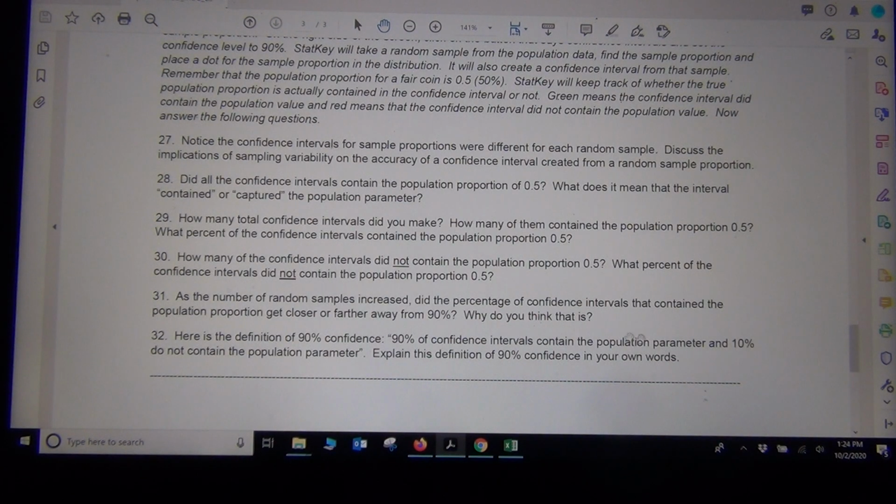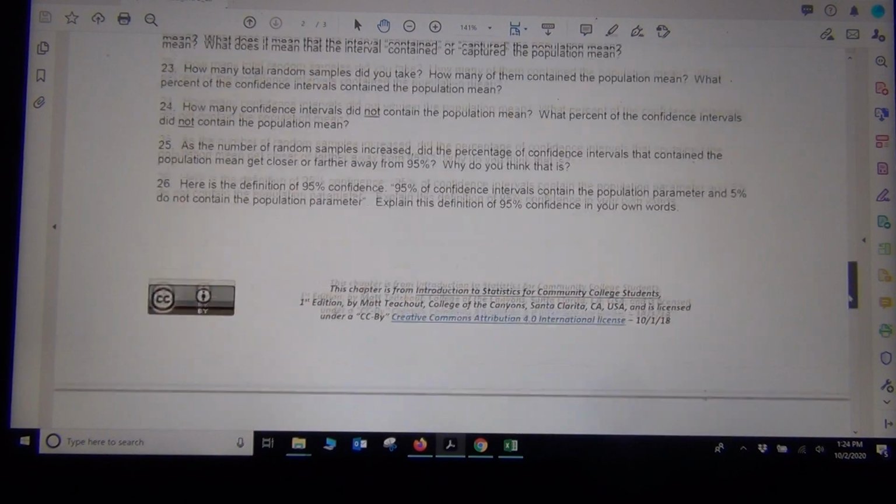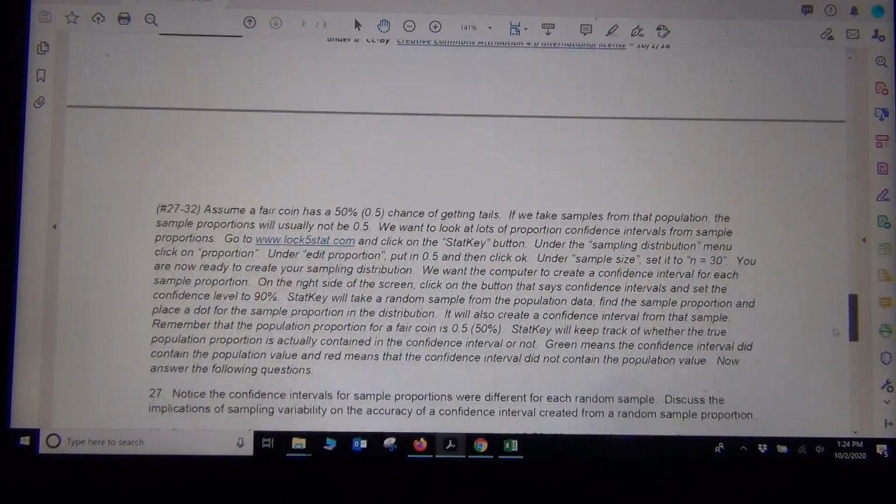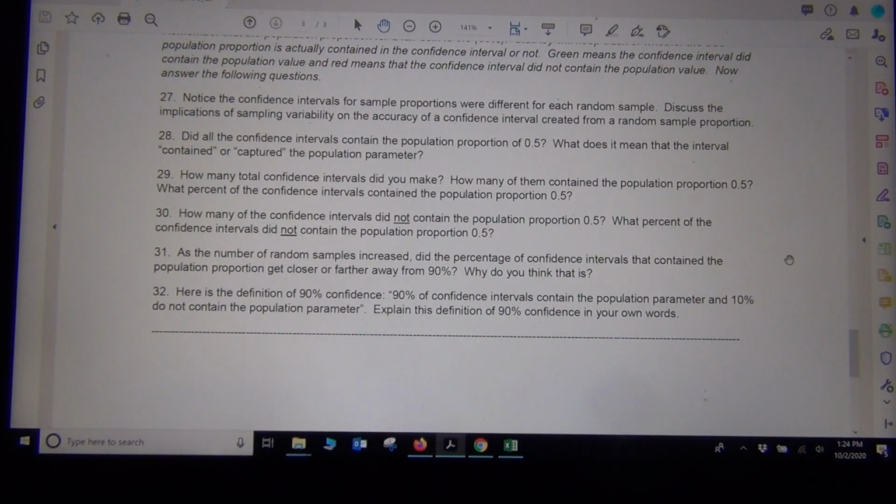So I hope this was helpful for you. This has been section 2D, numbers 21 through 32 in StatKey.